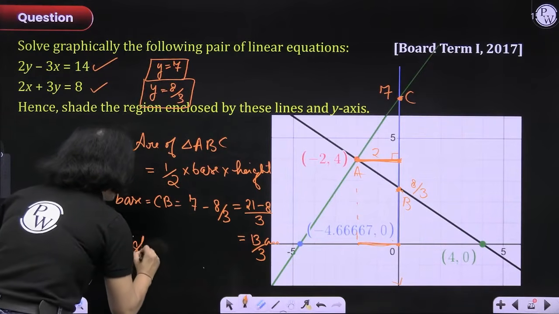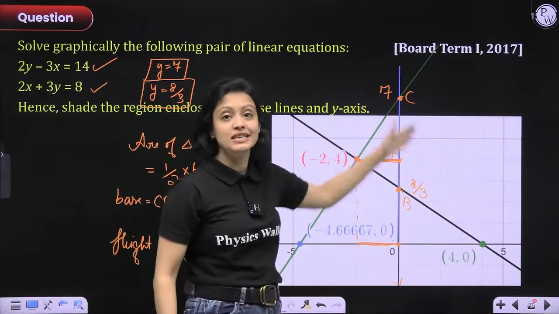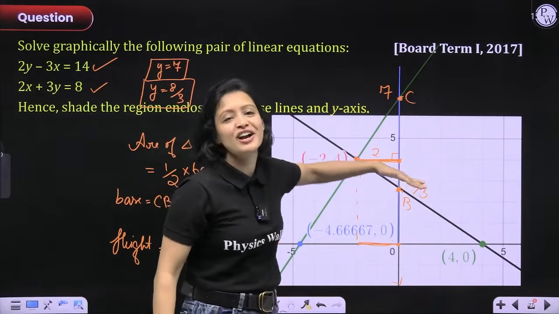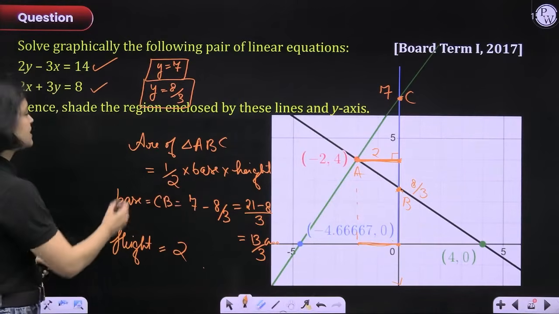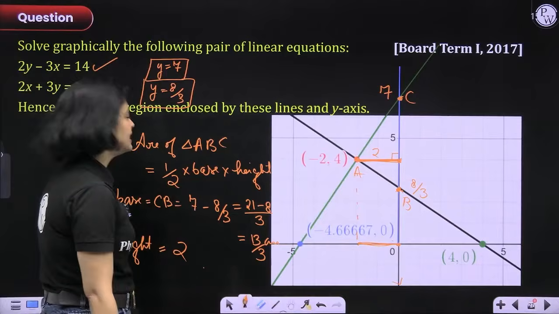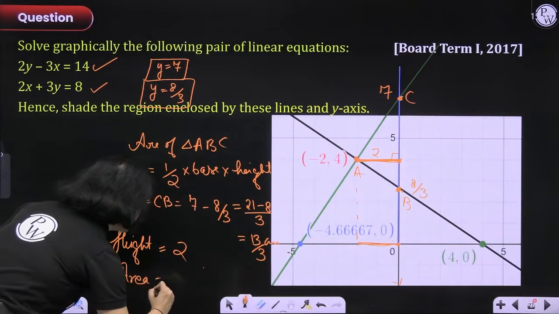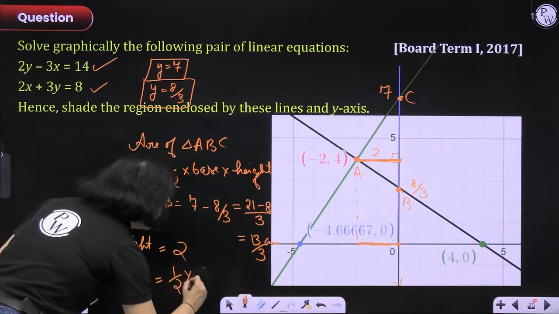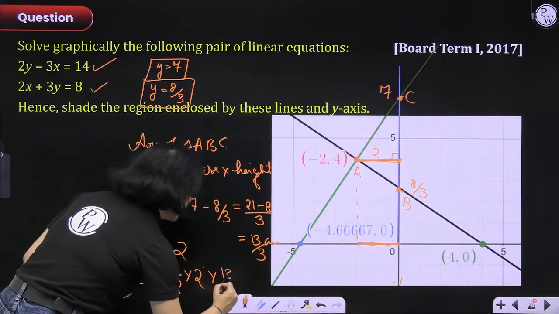And I hope now you get it. Why did we choose base as BC? Why did we do that? Because we could easily figure out our height from there. Okay? Now, all you need to do is apply the formula. So, by applying the formula, everyone, what do you get? Area comes out to be half into 2 into 13 by 3.